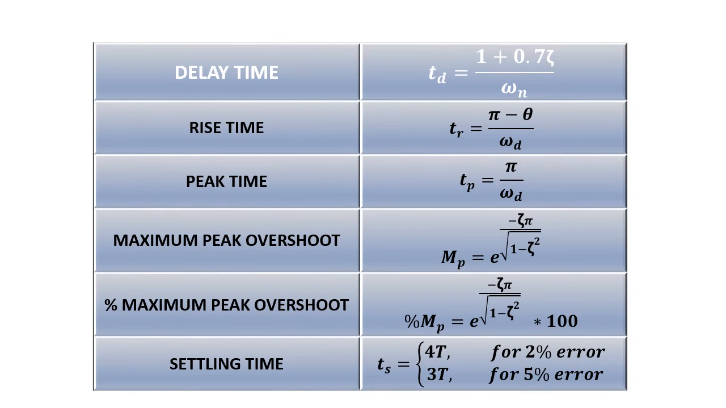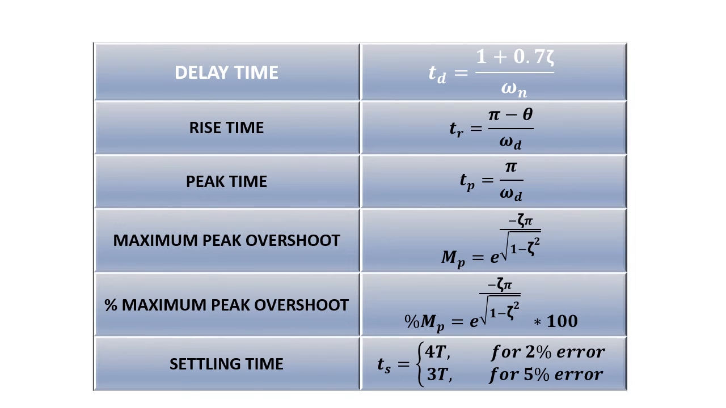And the formulas for all the 5 parameters: delay time, (1 plus 0.7 zeta) by omega n; rise time, (pi minus theta) by omega d; peak time, pi by omega d; peak overshoot or maximum overshoot, e power minus zeta pi by root of 1 minus zeta square. If it is percentage overshoot, that value has to be multiplied by 100. Settling time, we have 2 different formulas as we have 2 tolerance values, 2% and 5%. So the formula is 4T and 3T, where T is equal to 1 by zeta into omega n.